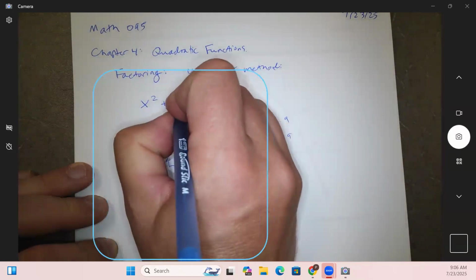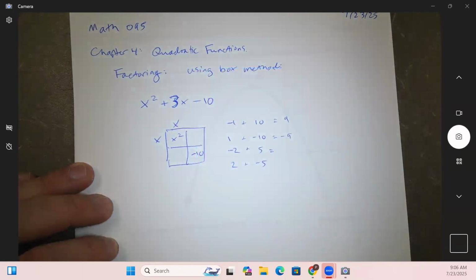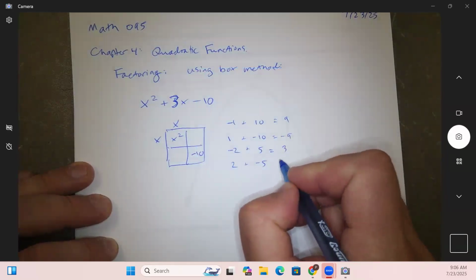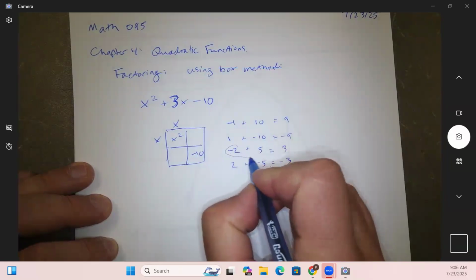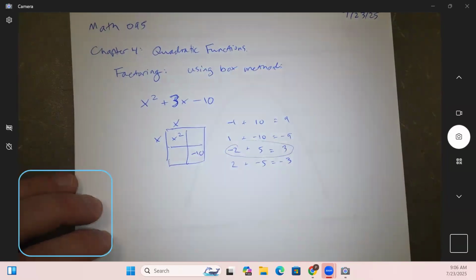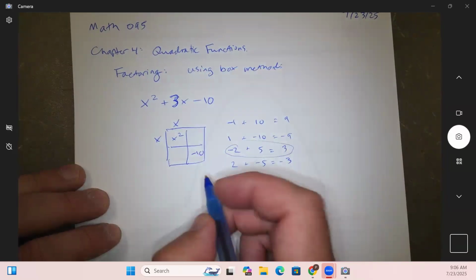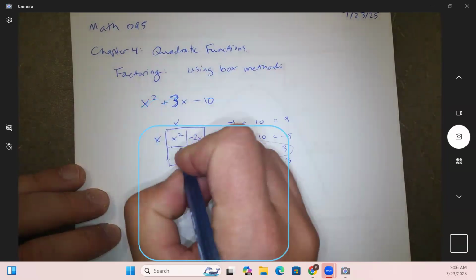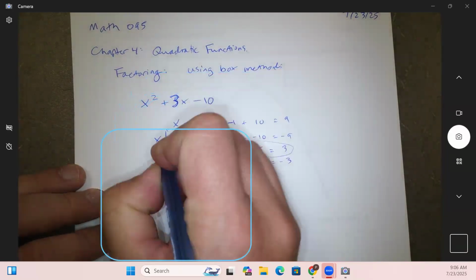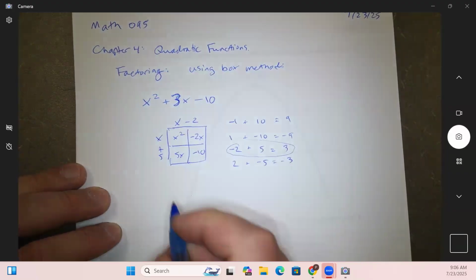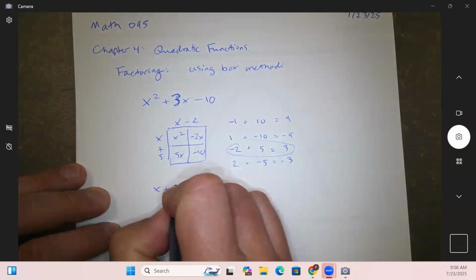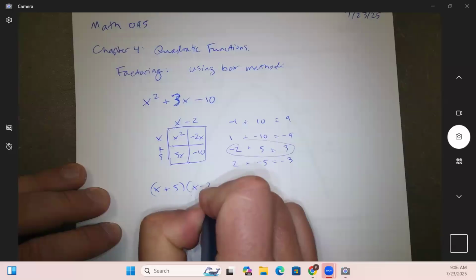Let's make that a 3. That was a little goof. There we go. Make it easier on myself. And here I have one right there that works. So that tells me I have a negative 2x and a positive 5x, or a minus 2 and a positive 5, giving me an x plus 5 times an x minus 2.